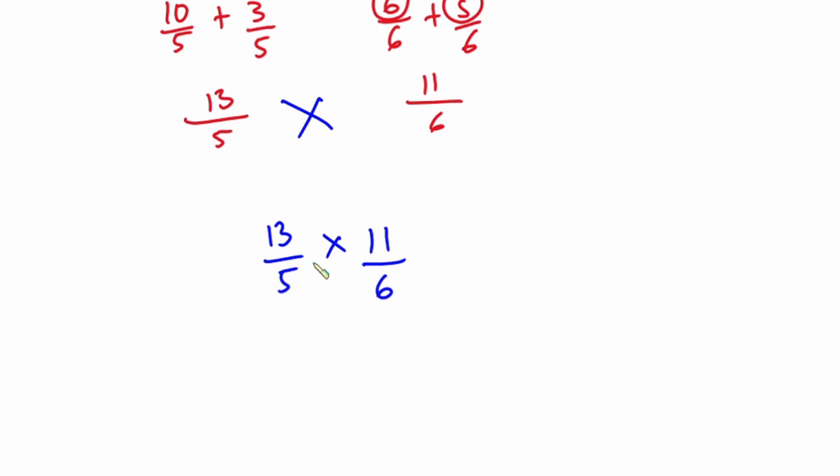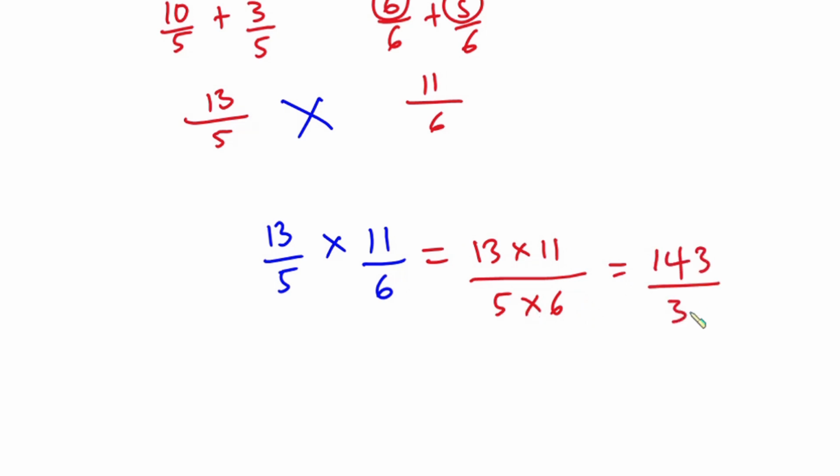Now, if you look at these two fractions multiplying, you can't do any cancellation, right? So what you have to do is multiply the numerator part. Then after that, you multiply the denominator part. So we have 13 times 11 divided by 5 times 6. 13 times 11 is 143, divided by 5 times 6, which is 30.